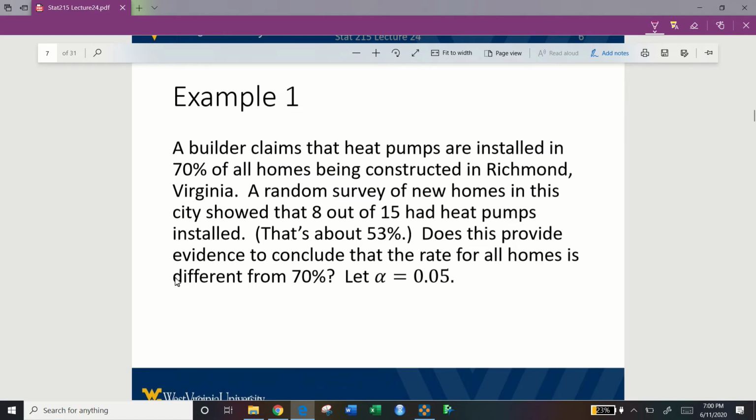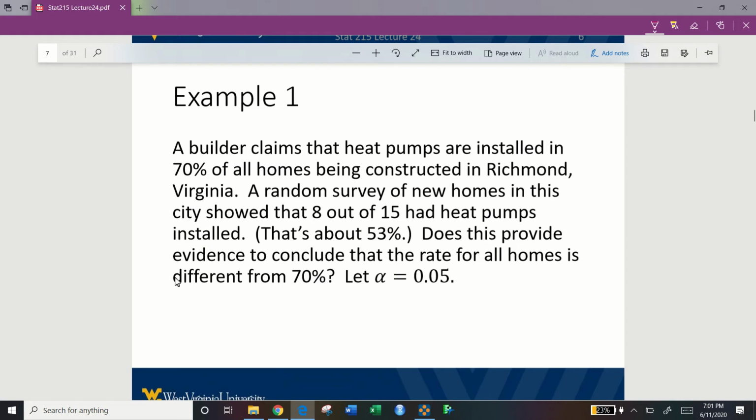A builder claims that heat pumps are installed in 70% of all homes being constructed in Richmond, Virginia. A random survey of new homes in this city showed that 8 out of 15 had heat pumps installed. That's about 53%. Does this provide evidence to conclude that the rate for all homes is different from 70%? Okay, let us say that alpha equals 0.05.